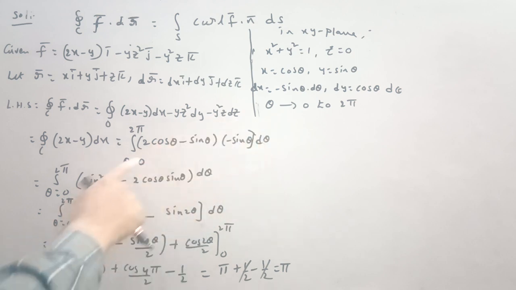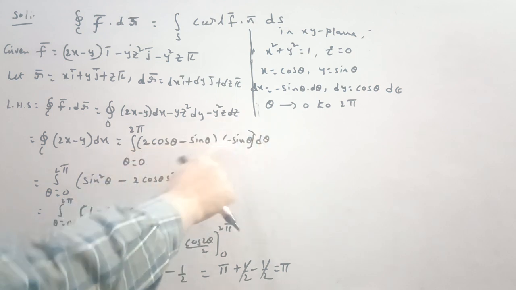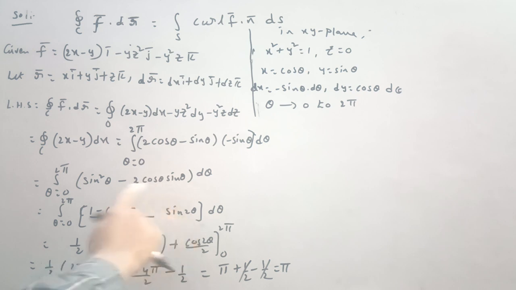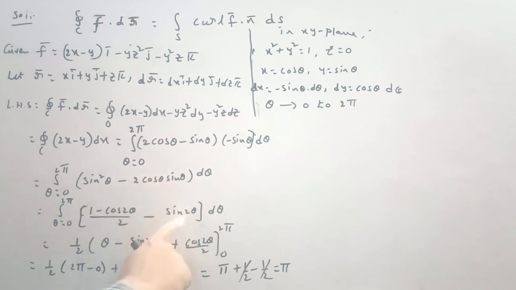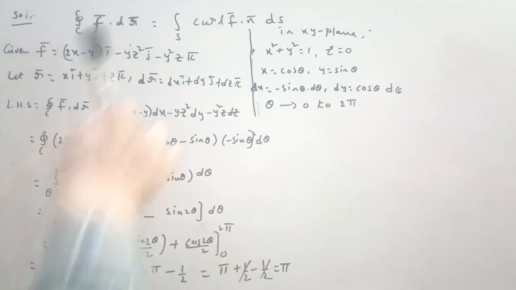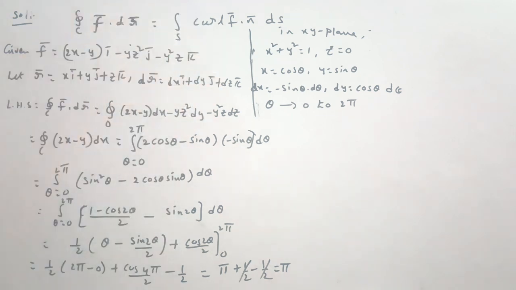Now multiply here, minus into minus is plus. Minus 2 cos theta sin square theta will give you 1 minus cos theta by 2, and 2 sin theta cos theta will give you sin 2 theta. Then integrate here, substitute the limits, and you get this value pi. Now what do we have to find? We have to find the value of the right hand side.